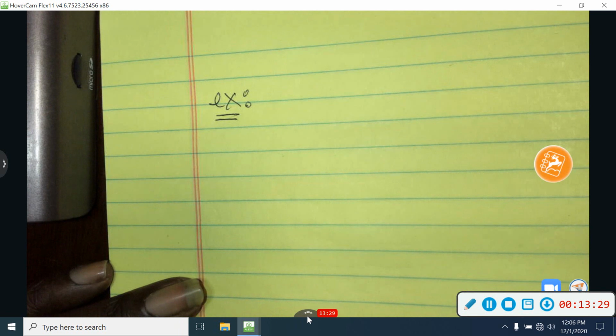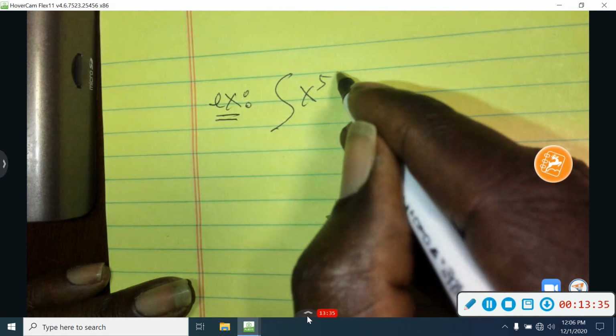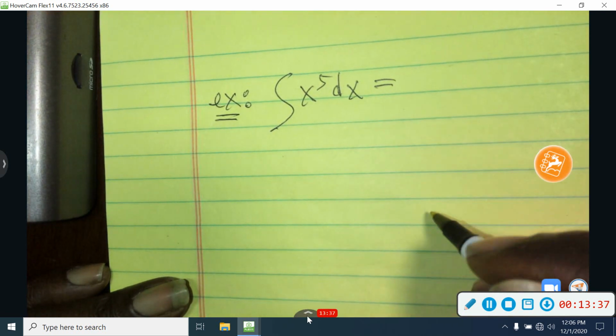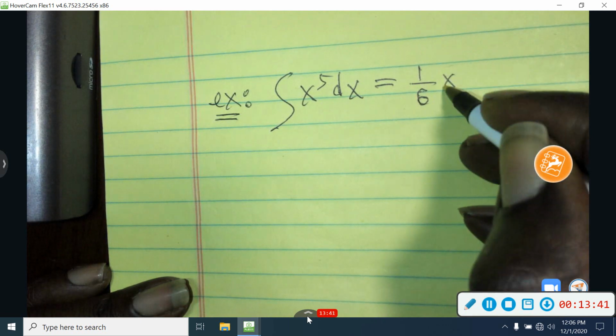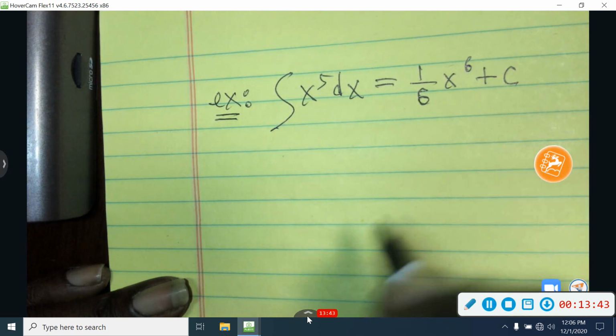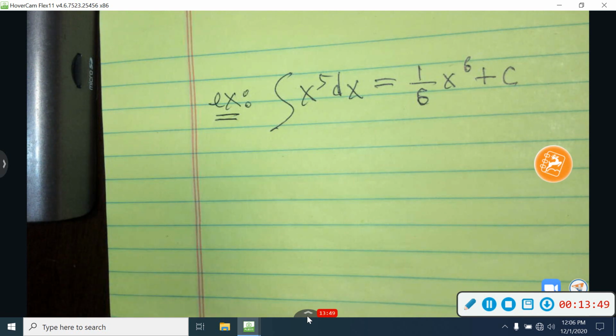Okay, for example. The indefinite integral of x to the 5th. I add 1 to 5, that's 6, and divide by that. Okay? I can do that like in 5 seconds. There you go. Okay, so it's easy to do that.